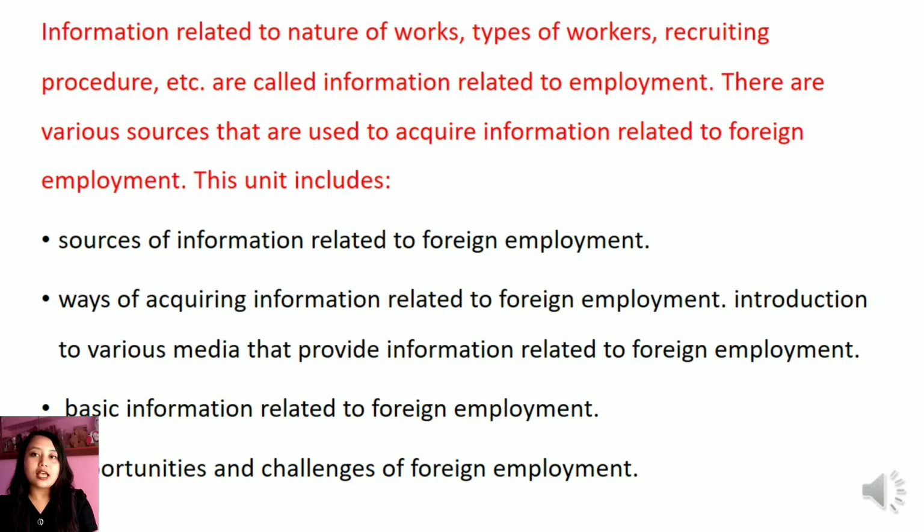So that will be the challenges related to foreign employment, and we'll be studying many other challenges and opportunities related to foreign employment. Foreign employment means employment provided in foreign countries, where you can go to foreign countries and do your work and earn money. So that is foreign employment.